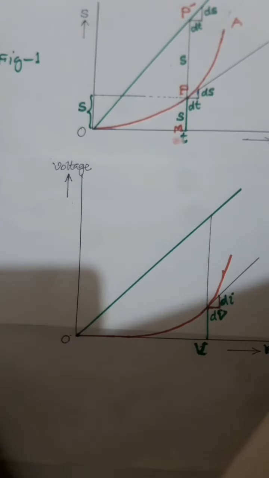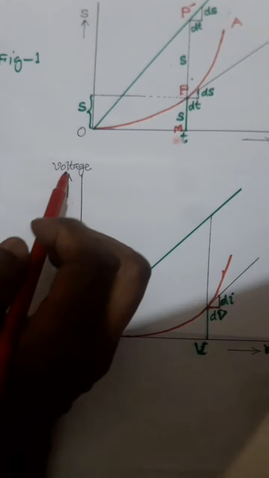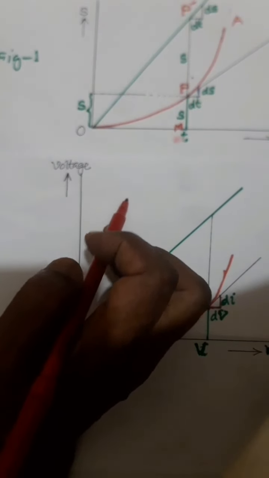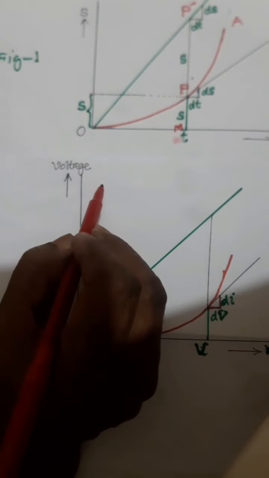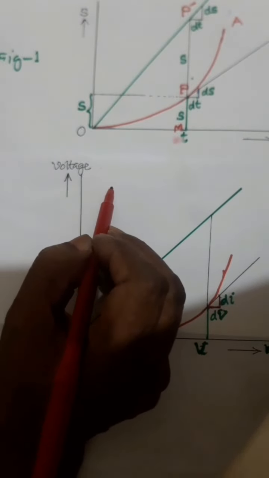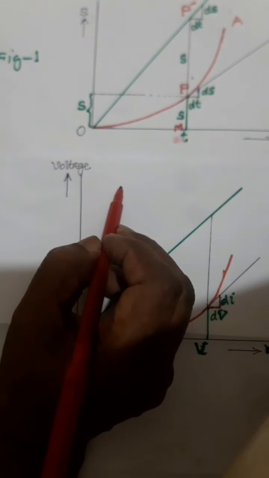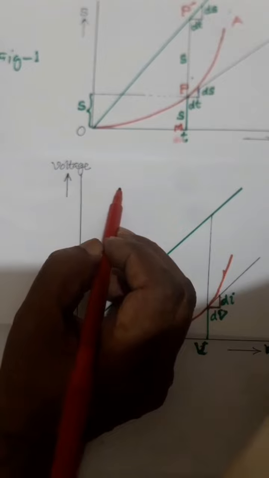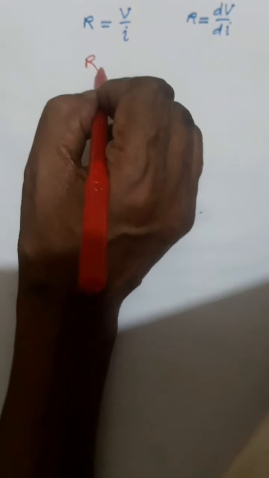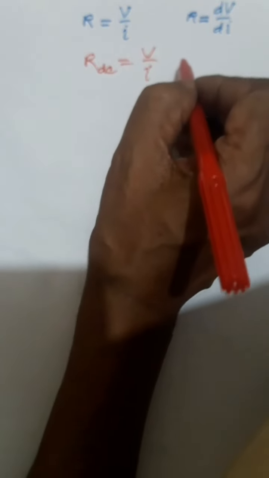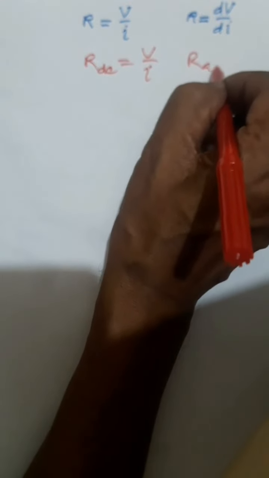Mathematically, the dynamic resistance R AC is analogous to the velocity of a falling body, and R DC is analogous to the average velocity of the falling object. Finally, R DC equal to V by I and R AC equal to dV by dI.